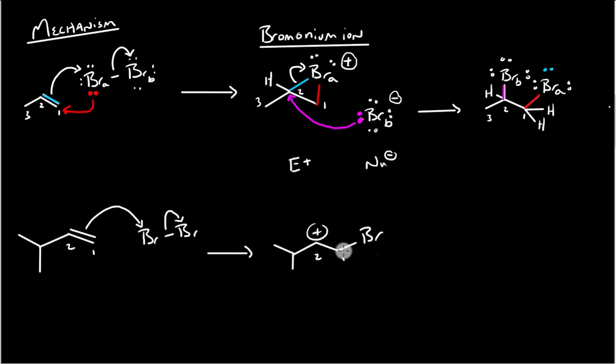And so here, you could have put bromine on 1 or 2. If you put it on 1, you get a secondary carbocation. And if you put it on 2, you would get a primary carbocation. So the choice is very obvious that this is what you would want. You would want to put that bromine on carbon 1.